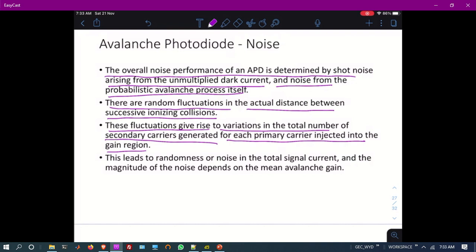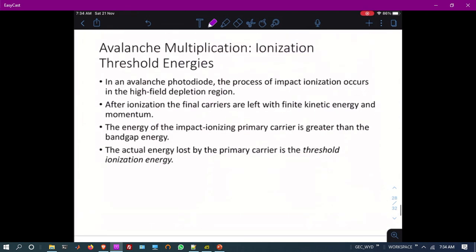Ideally, if alpha is equal to 2, then for every electron created by the photon, we have two more electrons generated, which constitute the current. Because of these fluctuations, it might create a lesser or higher number of electrons, and this constitutes noise. This leads to randomness or noise in the total signal current, and the magnitude of noise depends on the mean avalanche gain. So this will create the noise.